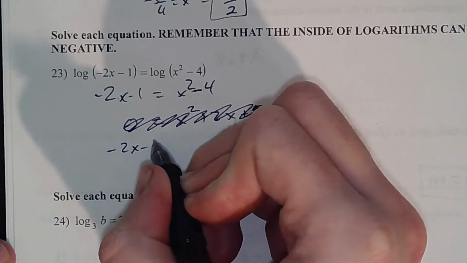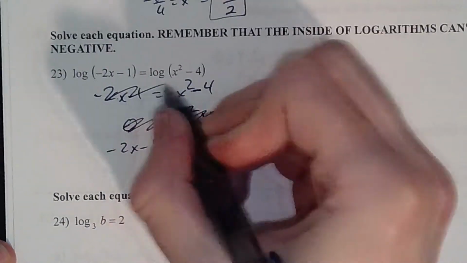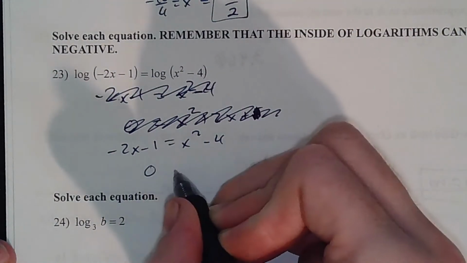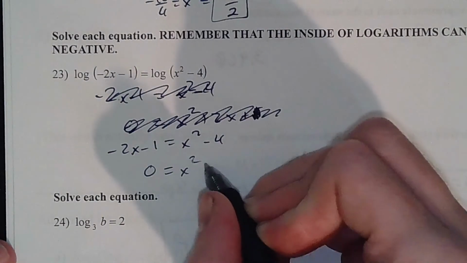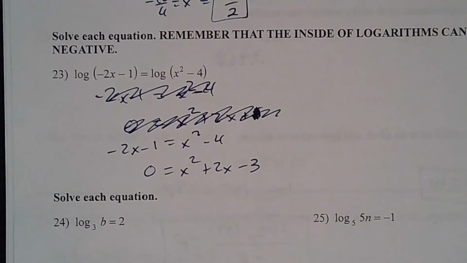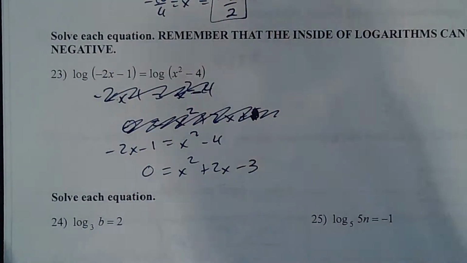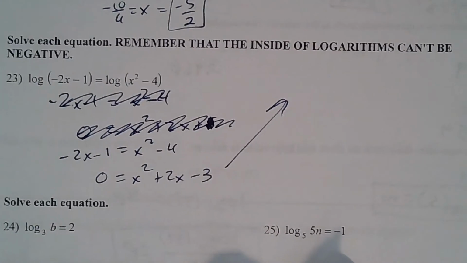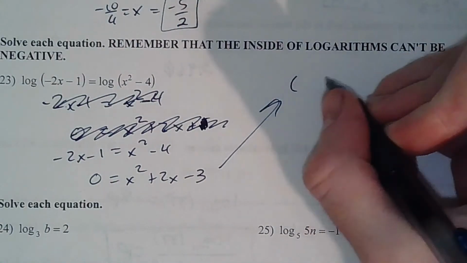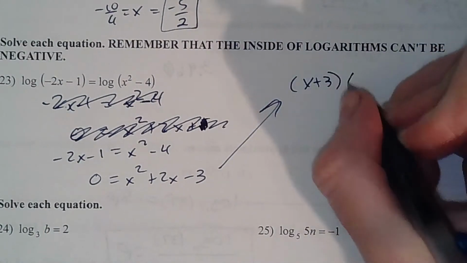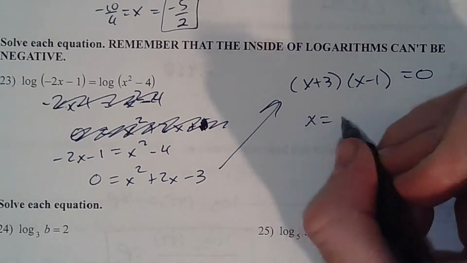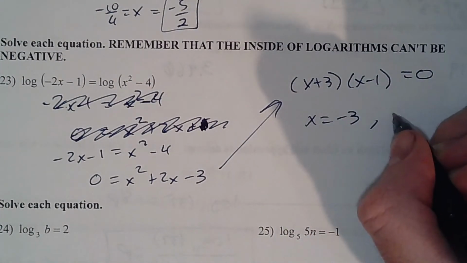Negative 2x minus 1 equals x squared minus 4. I'm just copying the whole thing again. I'm adding 2x minus 1 to both sides, so I'll get 0 equals x squared plus 2x minus 3. Okay, now we have something to work with, because this is going to factor. So factoring right away, what multiplies to negative 3 and adds to positive 2? We're going to go ahead and get x plus 3 multiplied by x minus 1. Don't forget this still equals 0, and therefore x equals negative 3 and x equals 1.